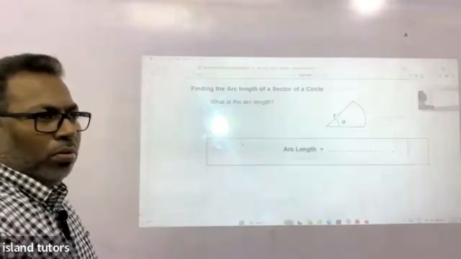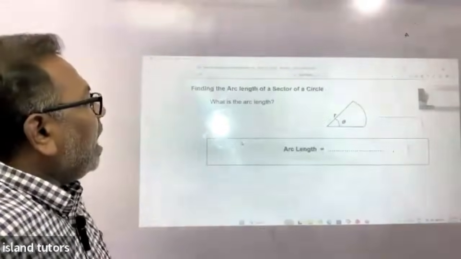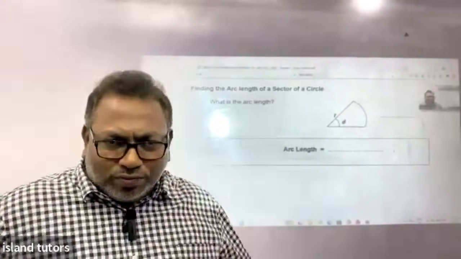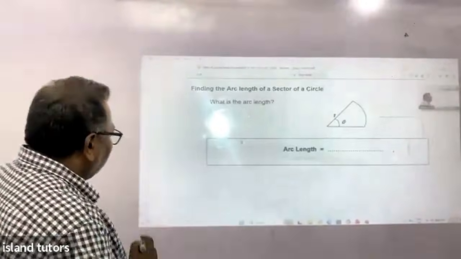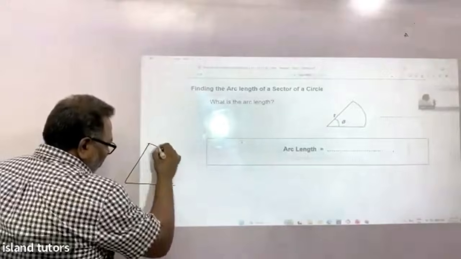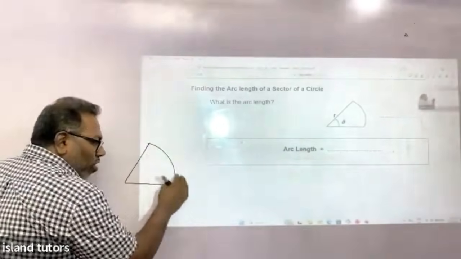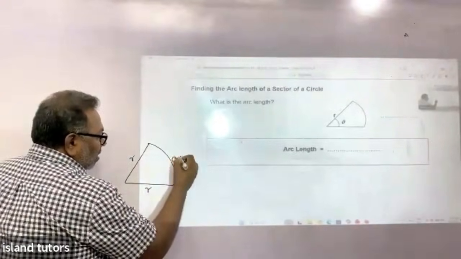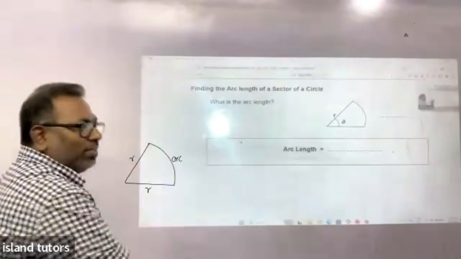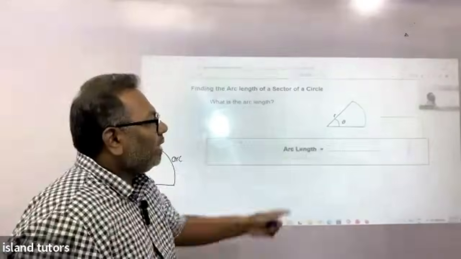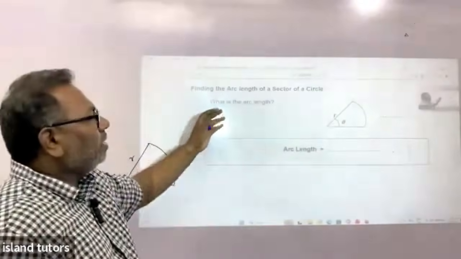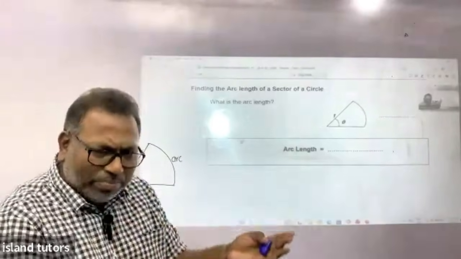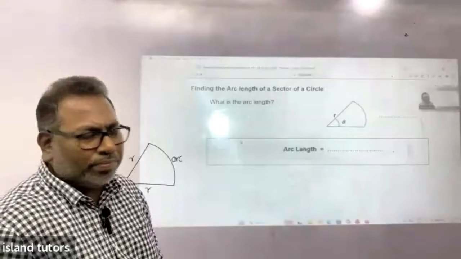Now, most important, finding the arc length of a sector of a circle. So why do we need this arc length? You need this arc length in order to find the perimeter of a sector. What do we mean by perimeter of a sector? This is your sector. Perimeter means the addition of all the sides. So if this is your radius, and this is your arc, you have to find this length. How you find that is the main part of this lesson, because you need to know how to find the arc length, then only you can find the perimeter of a given sector, right?